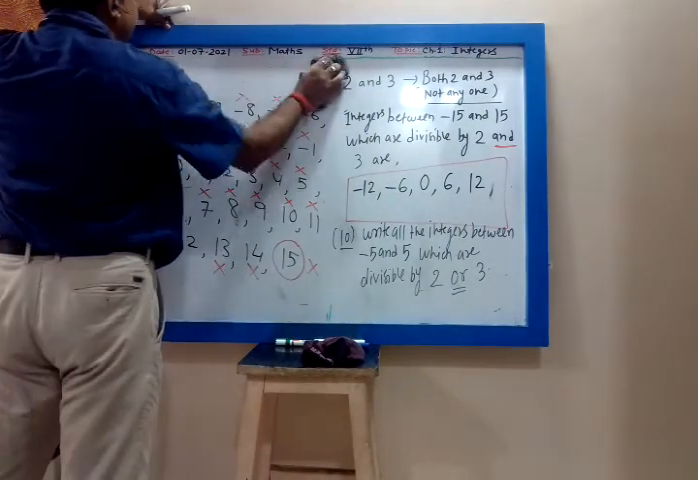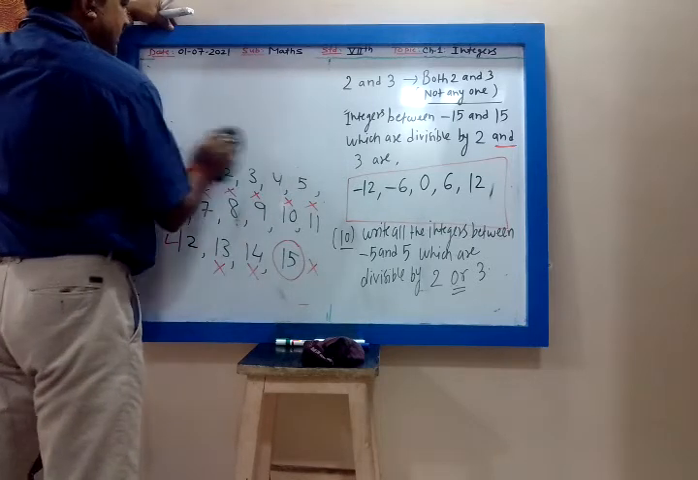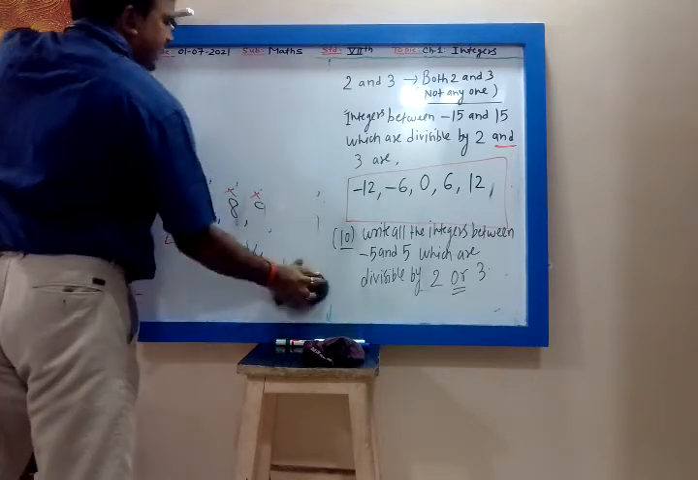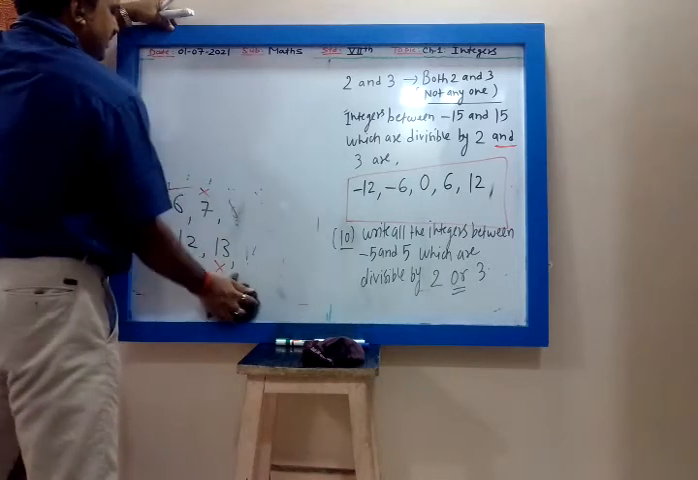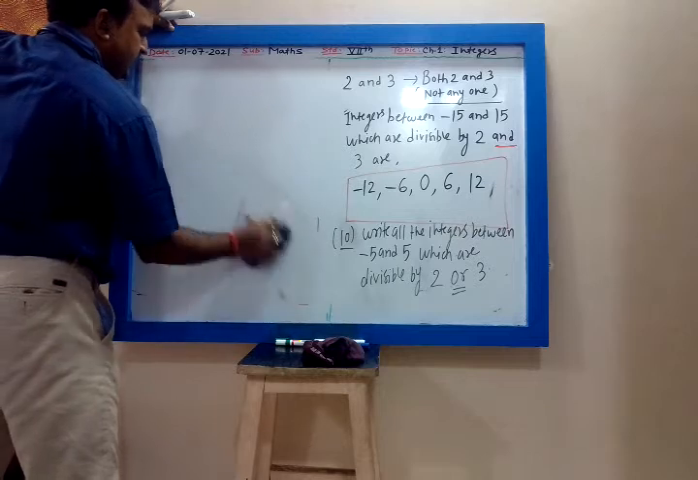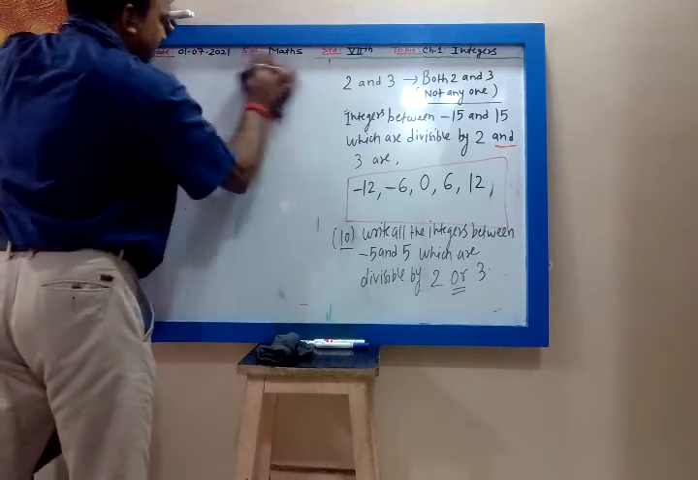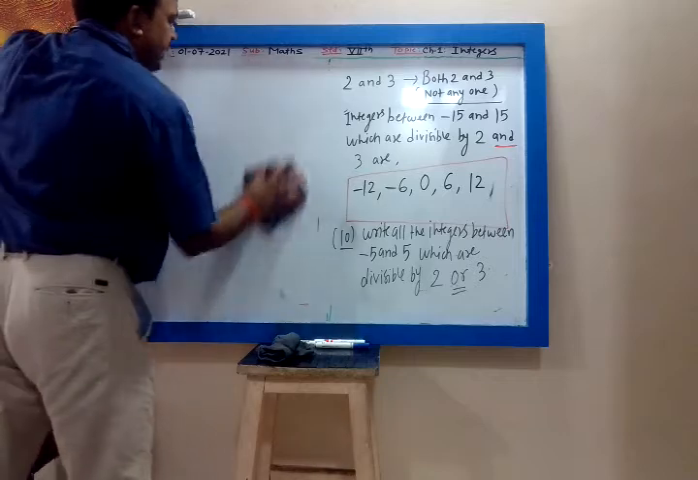Or means any one or both. And means both. Between means you have to exclude the end numbers. From means you have to include the end numbers. Between means you have to exclude the end numbers, whenever it is between. Whenever it is from, you have to include the end numbers.